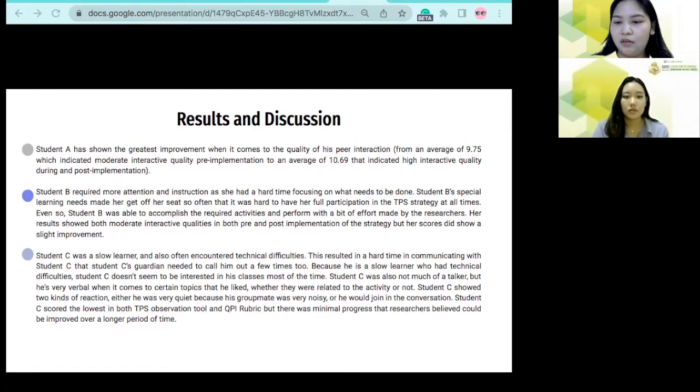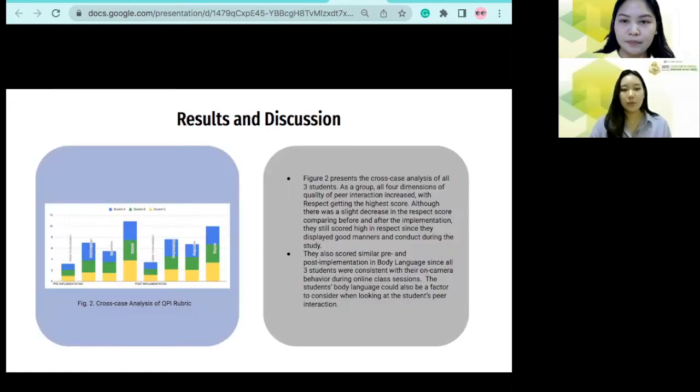Student C scored the lowest in both the TPS observation tool and the QPI rubric, but there was minimal progress that the researchers believe could be improved over a longer period of time. Figure 2 presents the cross-case analysis of all 3 students.